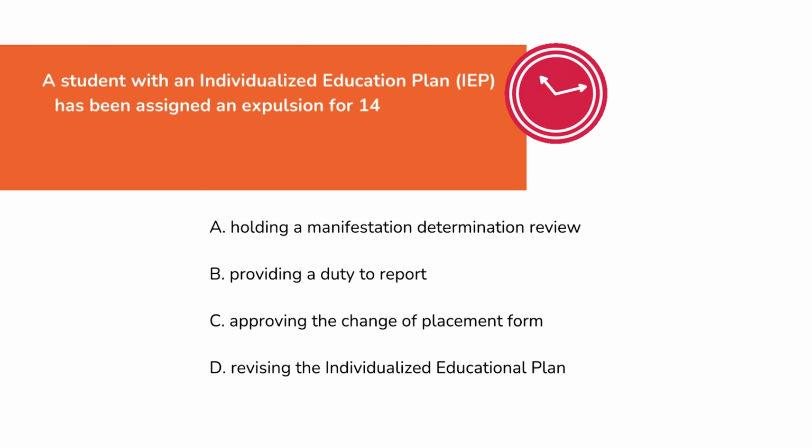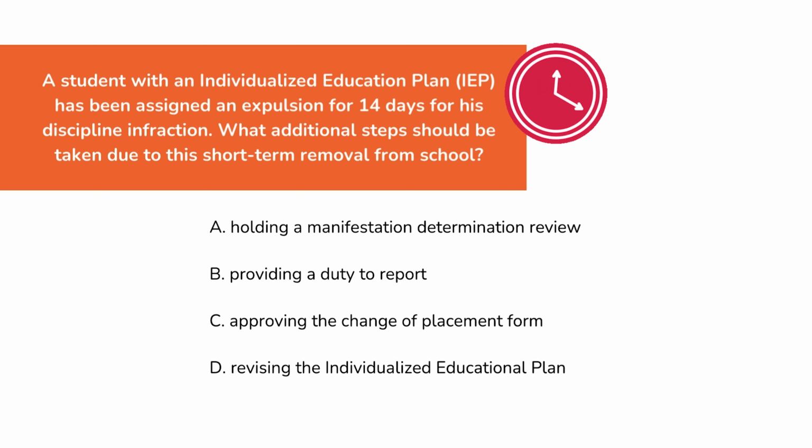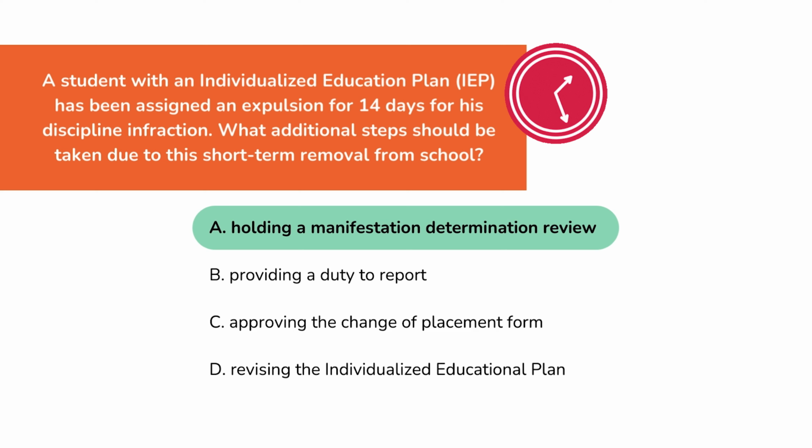A student with an individualized education plan, or an IEP, has been assigned an expulsion for 14 days for his discipline infraction. Which additional steps should be taken due to this short-term removal from school? There's a special step for IEP students when it comes to disciplinary action. And that step is A. The administration must take the additional step of holding a manifestation determination review to decide if there's a relationship between the student's misbehavior and their disability.